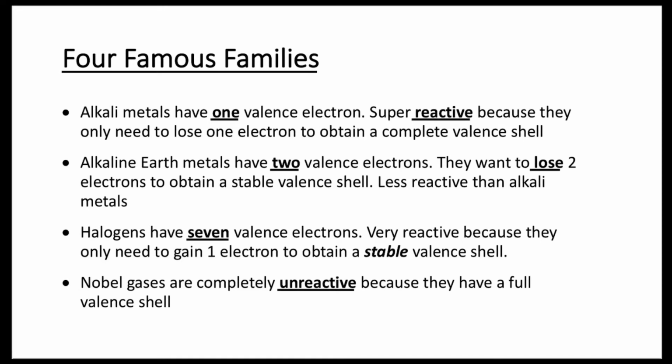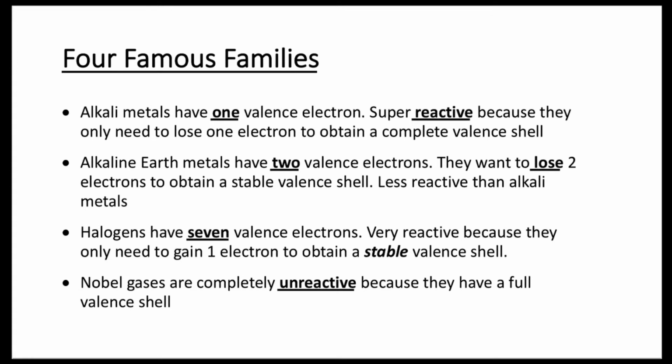So we have 4 famous families, which are important to know. The alkali metals, which are the most left-hand column or family, have 1 valence electron. These are super reactive because they only need to lose 1 electron to obtain a complete valence shell. Next over, moving to the right, is your second family, the alkaline earth metals, which have 2 valence electrons. They want to lose 2 electrons to obtain a stable valence shell. They are less reactive than alkali metals.